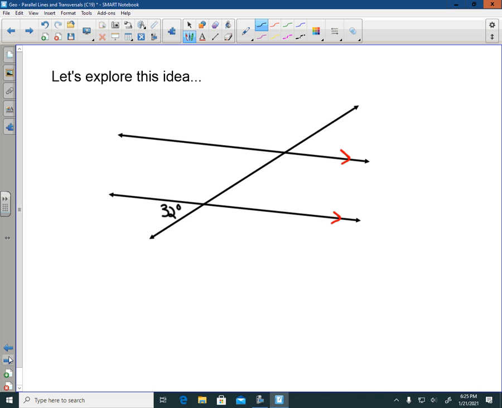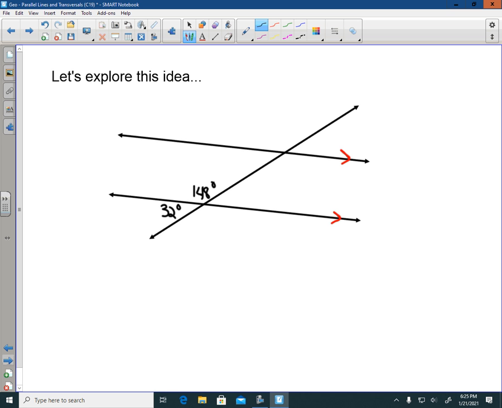For example, if this one's 32 degrees right here, I know that this one is 148. How do I know that? Because these 2 angles are a linear pair. They share a vertex, they share a side, their non-common side makes a line, so they're supplementary. So they have to add to 180, and 180 minus 32 is 148.